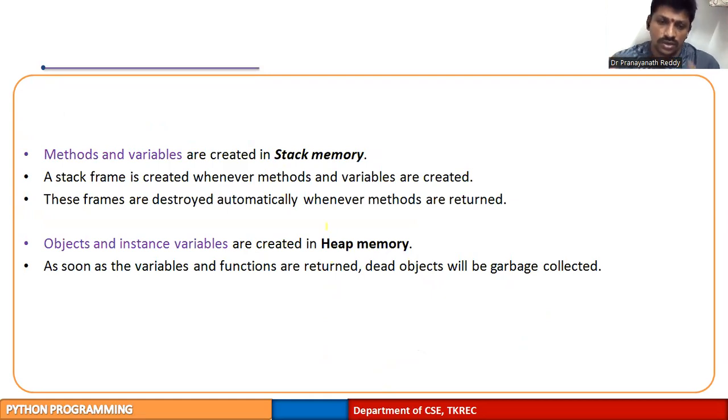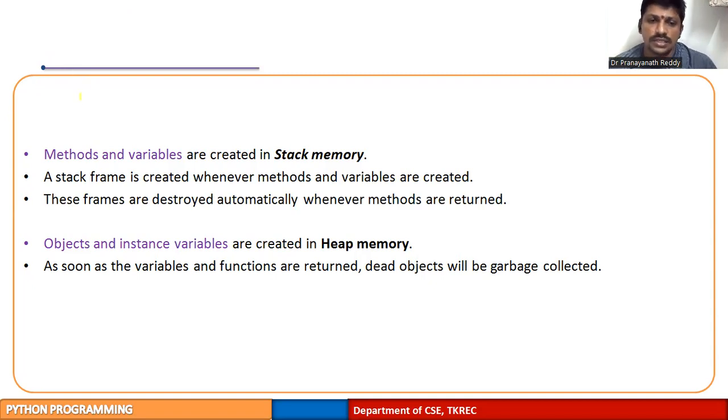So here we have seen the overview of the memory management. A few terms: arena, pool, and block. Right? Now, how are you going to use this? The methods and variables are created in a stack memory. Block. Everything is created in the block. The stack frame is created whenever methods or variables are created. These frames are destroyed automatically whenever the methods return. Like whenever the function is completed, it returns the value to the calling function. Then the memory gets deleted.